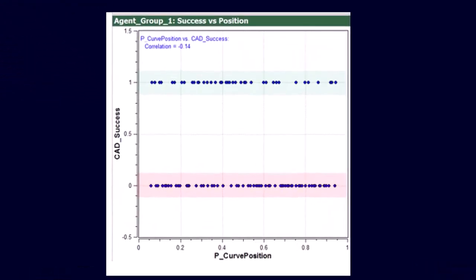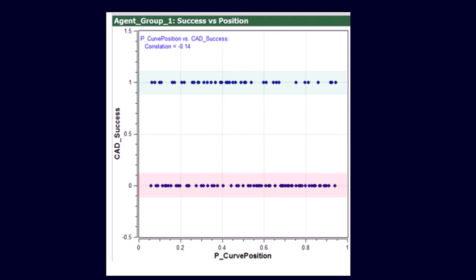Here we see a 2D relation plot in HEEDS Post where a parameter, CAD success, indicates to us whether a design was successful or not. A value of 1 indicates success, while a value of 0 indicates an error, meaning the CAD couldn't successfully regenerate. Along the x-axis we have plotted the variable values for curve position, one of our 5 variables. Each point represents a design evaluated as part of the CAD robustness study.